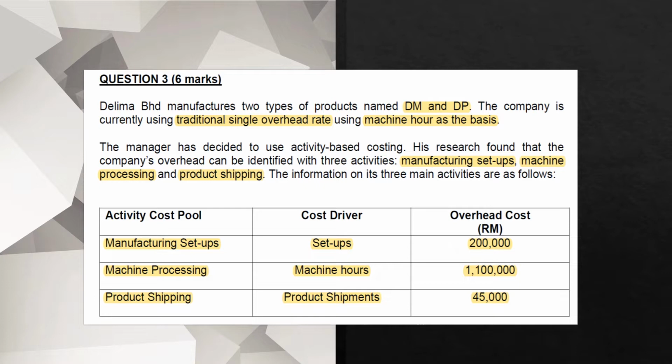His research found that the company overhead can be identified with three activities: manufacturing setup, machine processing, and product shipping. The information on its three main activities is as follows. The cost driver for manufacturing setup is setup. The cost driver for machine processing is machine hour. And the cost driver for product shipping is product shipment. The overhead cost for manufacturing setup is 200,000. The overhead cost for machine processing is RM 1.1 million. And the overhead cost for product shipping is 45,000.